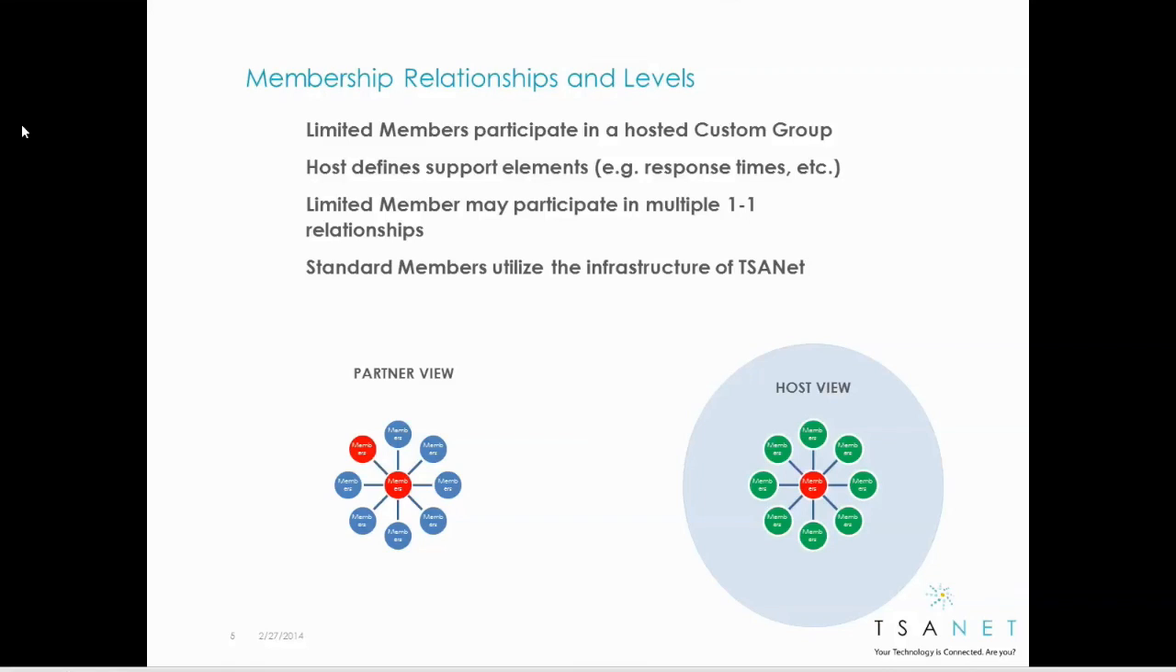The one thing that is happening, because companies are using this more as an infrastructure, is that a lot of the limited members are participating in multiple one-to-one relationships. And it gets to a point where you might as well come in and join at the many level, but you do have the ability to work in multiple one-to-one relationships if that's the way that you'd like to utilize TSANet.